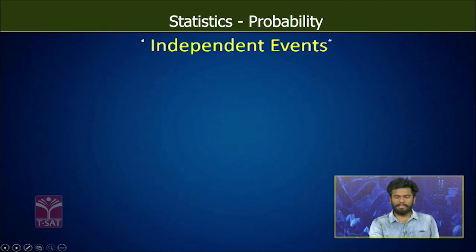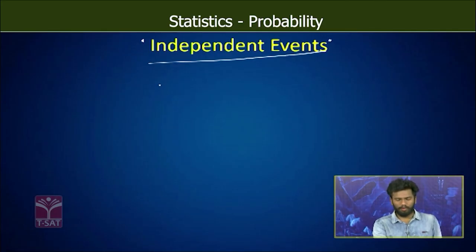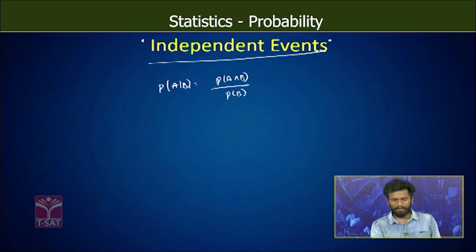So in statistical terms, what is the independence of events? We know that the conditional probability P of A given B is equal to P of A intersection B divided by P of B. So this is the conditional probability formula. From this we have derived the multiplication theorem, that is P of A intersection B is equal to P of A given B into P of B.